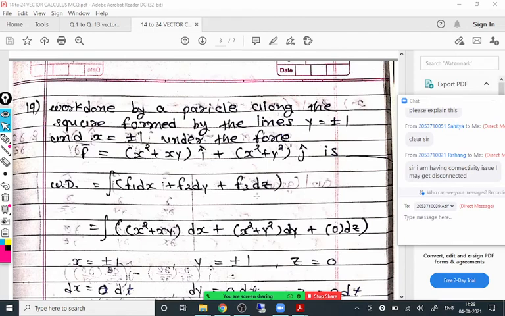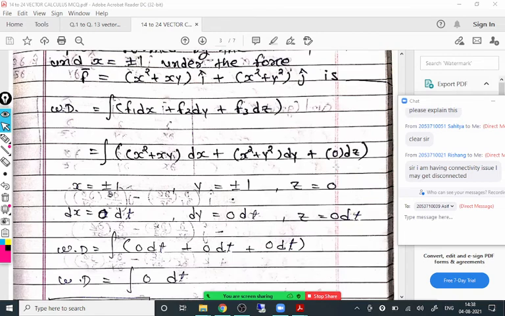One thing you can do whenever one of the available options is 0: just check whether this f bar is an irrotational field. If it is an irrotational or conservative field, work done over a closed path is 0. And right now the path we are given is a square, so we have to find the work done over it. The boundaries given are x plus or minus 1, y plus or minus 1, and z is 0.